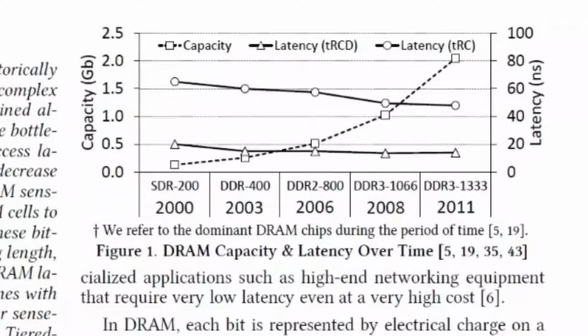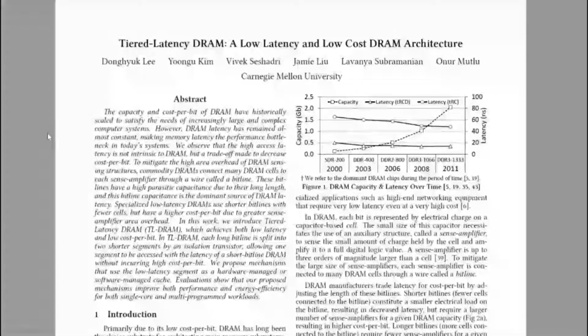Just a simple question. You can pause after this question and try to think of the answer by yourself. If we reduce the tRCD time, what will happen? And if we reduce the tRC time, what will happen?